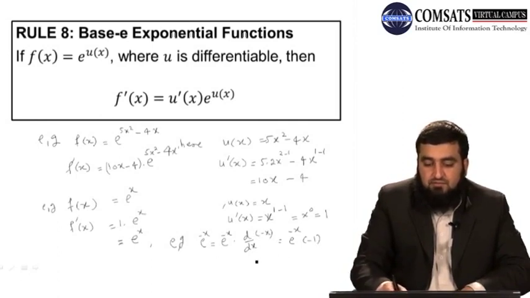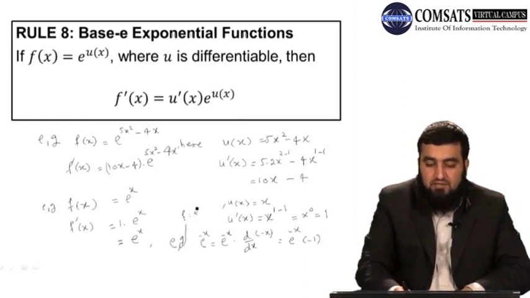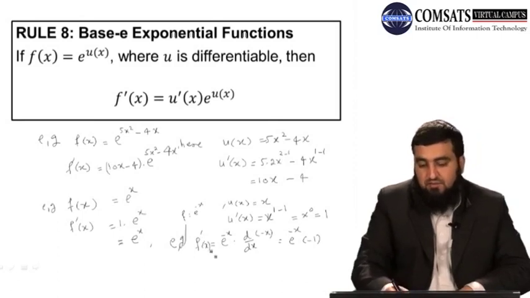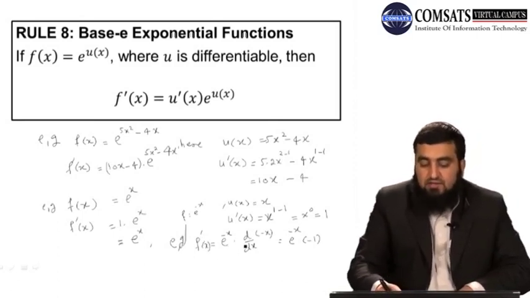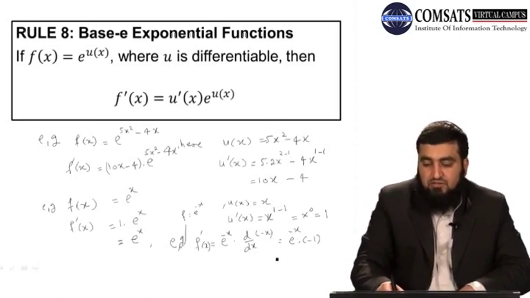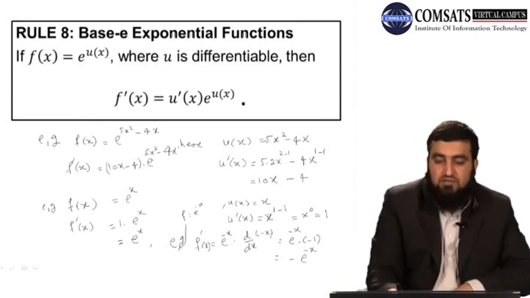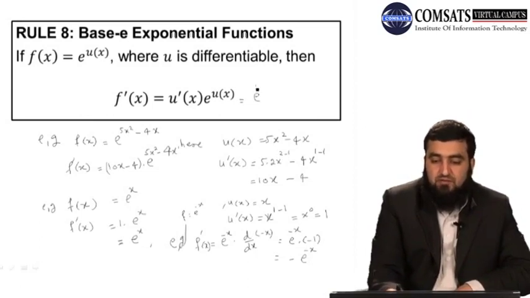अगर f हमारा e to the power minus x है तो f prime of x हमारा e to the power minus x into d by dx of minus x, which is e to the power minus x into -1. So this is minus e to the power minus x. या इसकी जो इक्विवेलेंट एक्सप्रेशन है वो है e to the power u of x into d by dx of u of x.